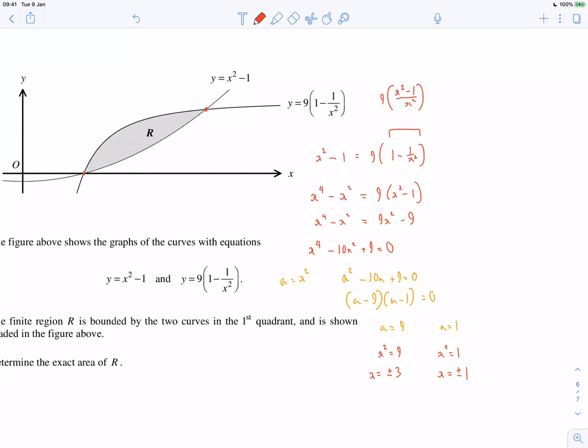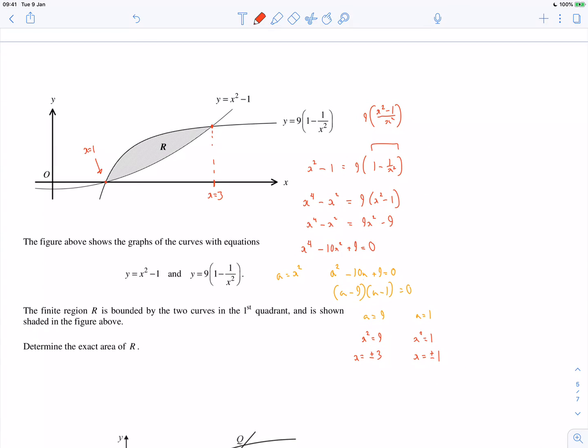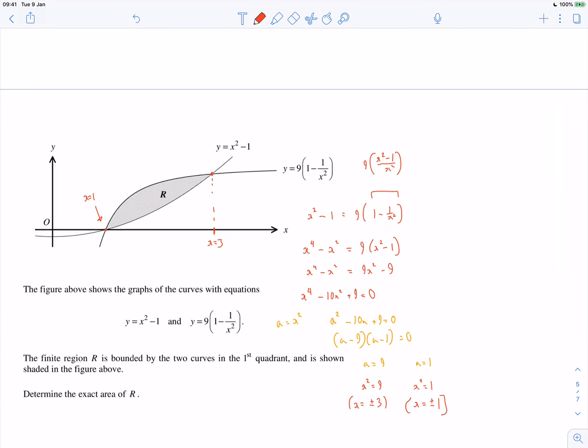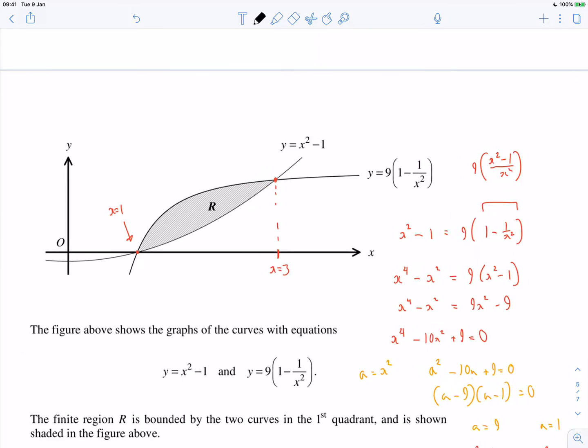Now, clearly, in the context of the question, this point here must be when x equals 1, because it's positive and it's the lower of the 2 solutions. And because this is the bigger positive solution, this must be x equals positive 3. Now there's probably other solutions in the negative x values where this curve intersects each other, but we're not particularly interested in that. Now, going back to integration, this is what we need to do.